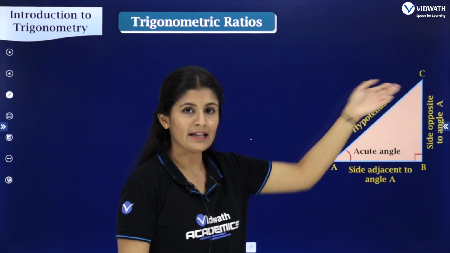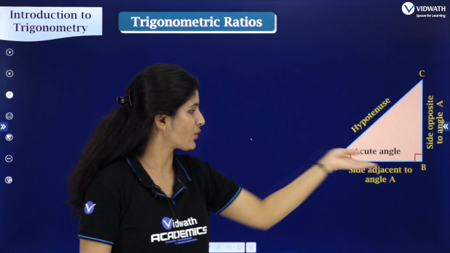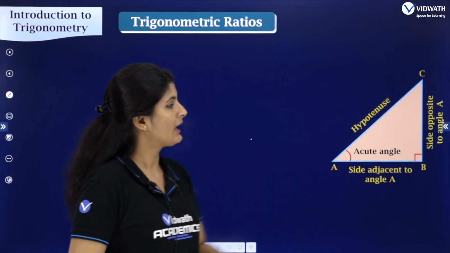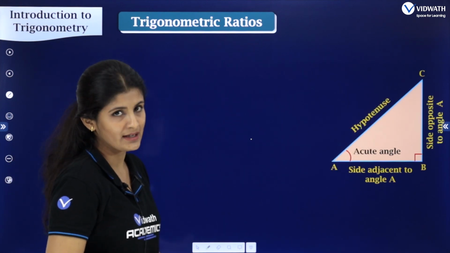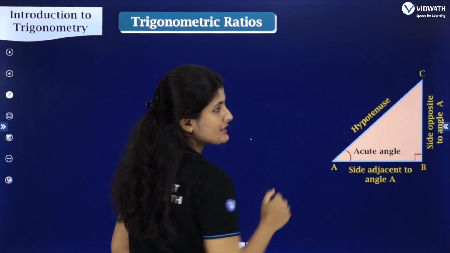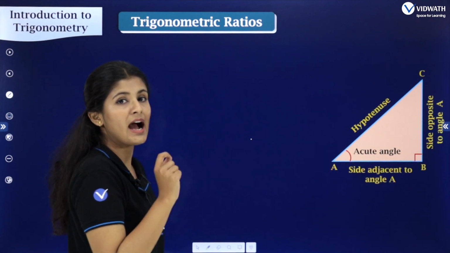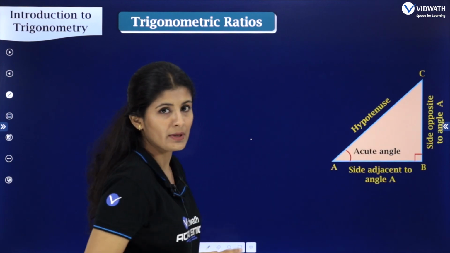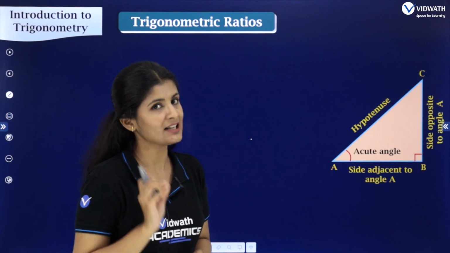I am considering a triangle ABC where angle B is 90 degrees. So, ABC is a right angle triangle, right angled at B. Then, angle A and angle C are both acute angles. With respect to angle A, we have BC as the side opposite to angle A and AB as the side adjacent to angle A. Since AC is opposite to angle B, AC will be our hypotenuse. I hope these terminologies are clear to you.